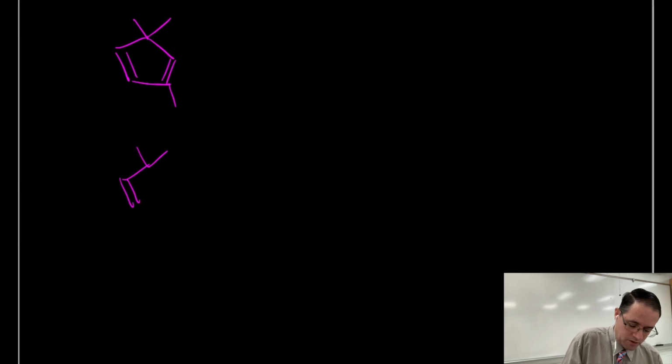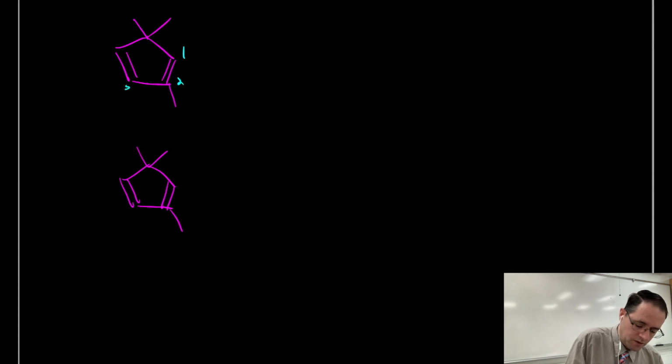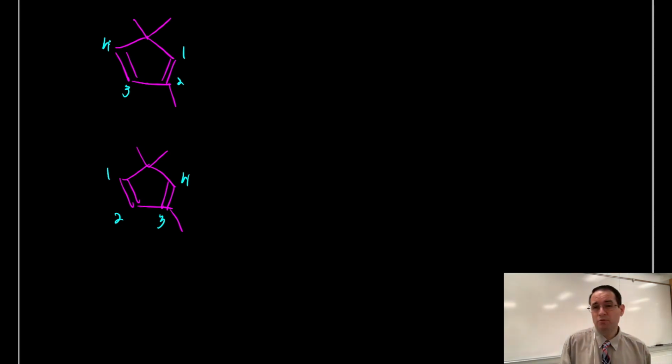So let's, down below, number these rings in the two potential ways, okay? Now I know what the 1,4 addition product is going to look like. I can just draw that. Let's see if there's any difference at all.